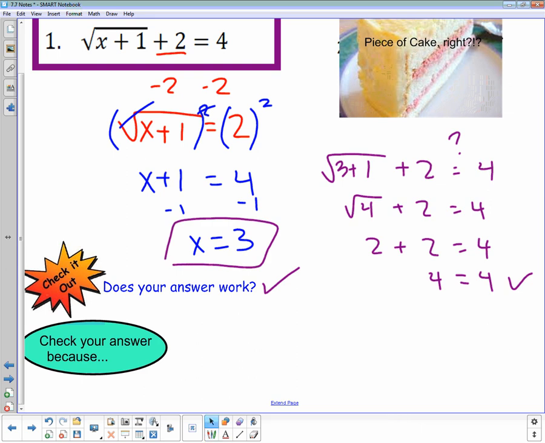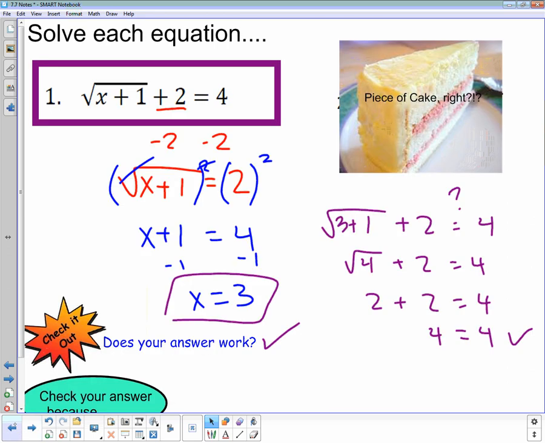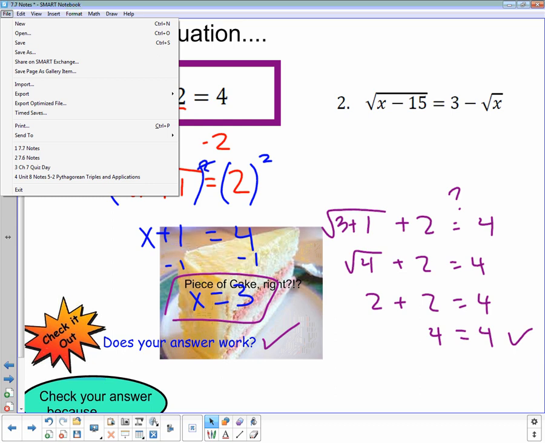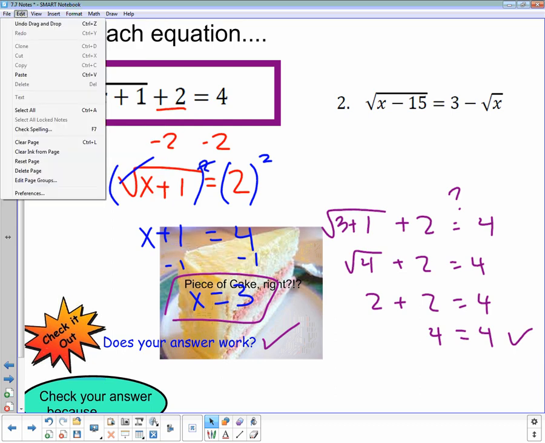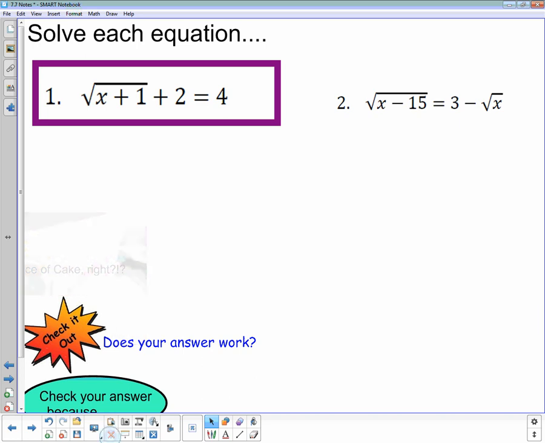Okay. Let's take a look at number 2. In number 2, I have the square root of x minus 15 is equal to 3 minus the square root of x. So now I'm looking at two values of x there. So I need to start by squaring both sides to get rid of that radical. So I'm going to start by doing that.